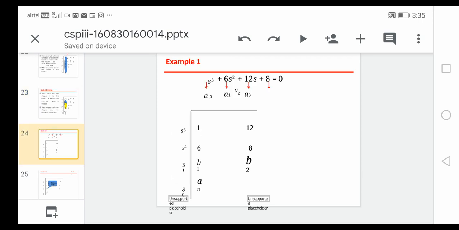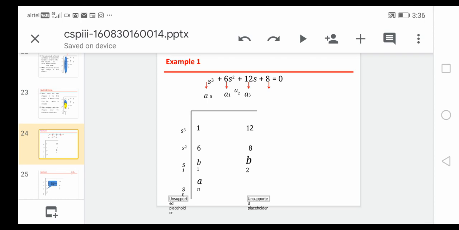Now I am taking a very simple example: s cube plus 6s square plus 12s plus 8 equal to 0. Here, what are the odd coefficients? S cube and s. What coefficients do you have to write down in the first column? The s cube coefficient is 1 and the s coefficient is 12. Similarly, the even coefficients of s are 6 and 8.